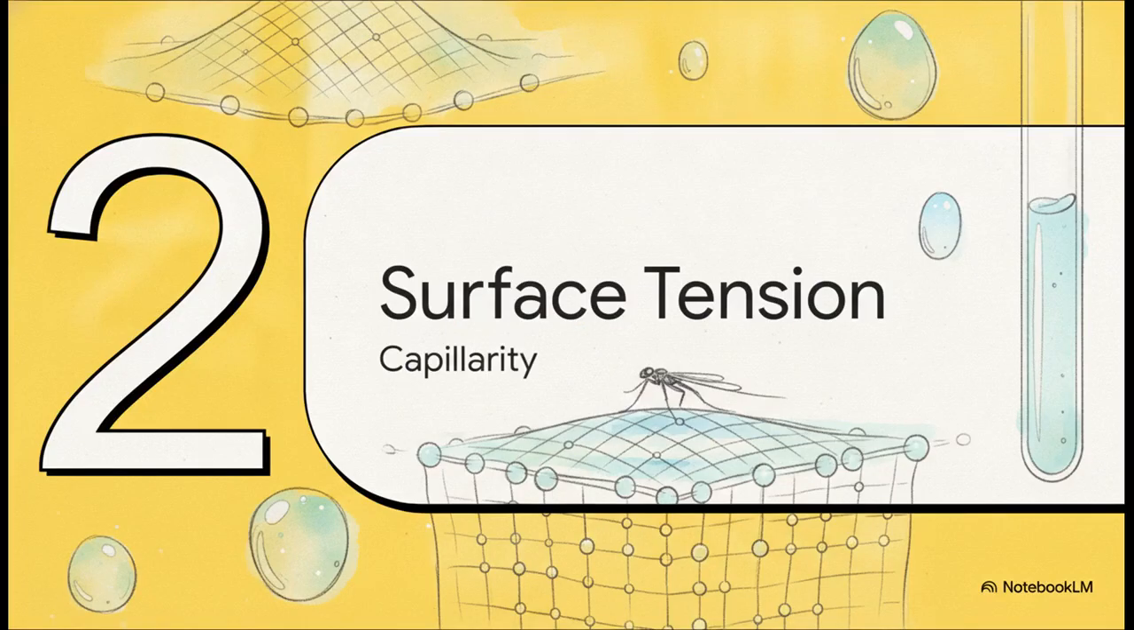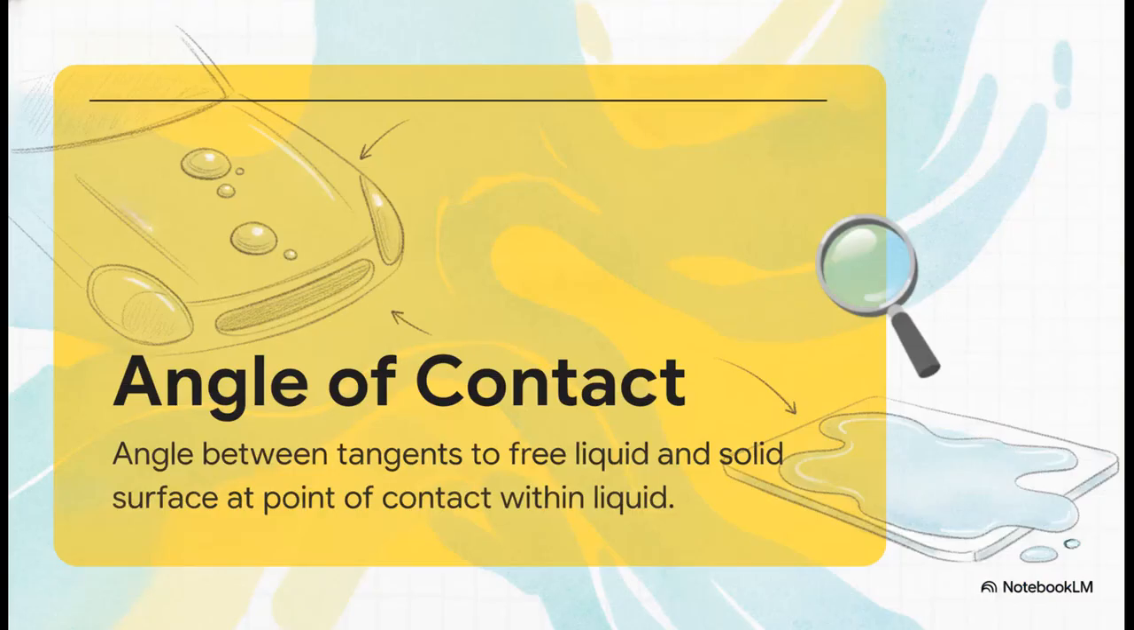Moving on to section 2, surface tension and capillarity. Let's take a look at the fluid's surface, where molecules actually behave like a tightly stretched elastic membrane. Okay, here is a concept that shows up year after year. The angle of contact. You absolutely need to memorize this technical definition word for word because it is a guaranteed board favorite for the short answer sections.